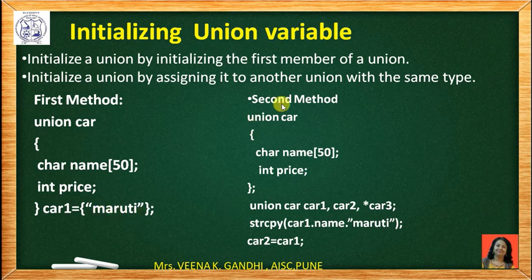In the second method, we define the union completely. After that, we create the variables union car, car1, car2, pointer car3. Then we can only initialize the first member. So strcpy(car1.name, "Maruti"). And then this car1 is assigned to another variable, that is car2. So car2 equal to car1.